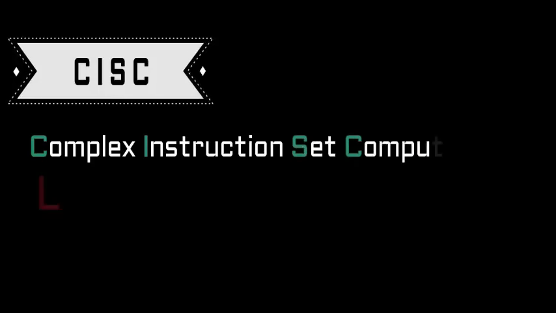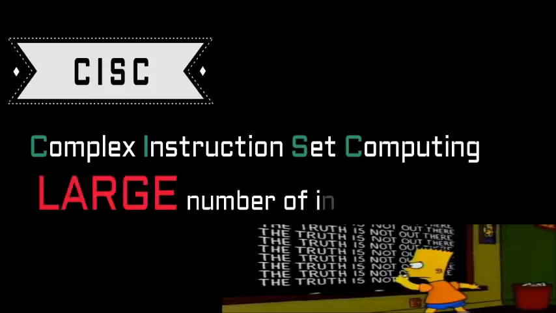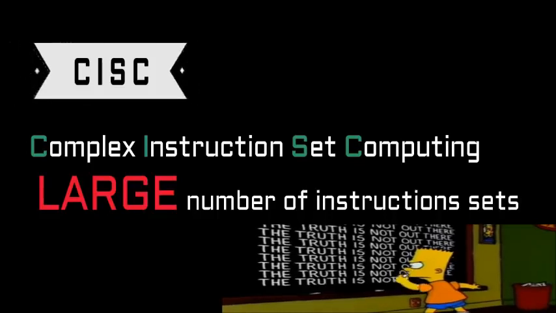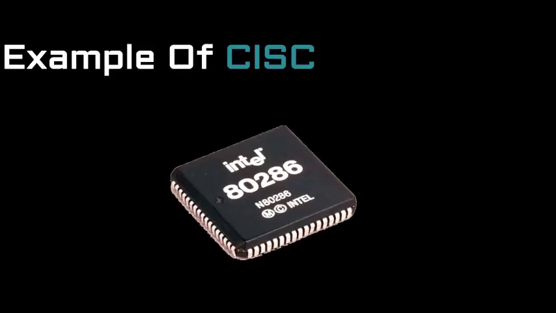There are two types of ISA. The first one is CISC. CISC stands for Complex Instruction Set Computing. It is an architecture with a large number of instruction sets. For instance, the microprocessor of CISC is Intel 64, which is the 64-bit version of the x86 instruction set. They are mostly found in desktops and laptops.